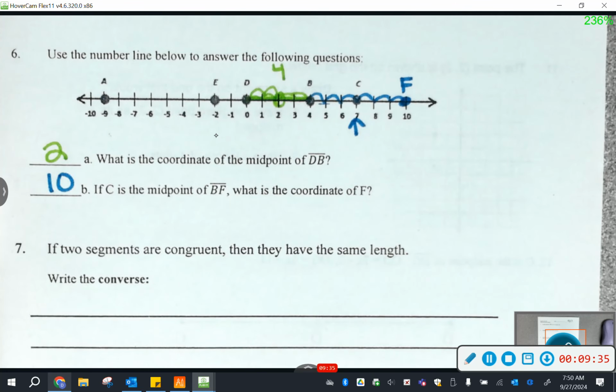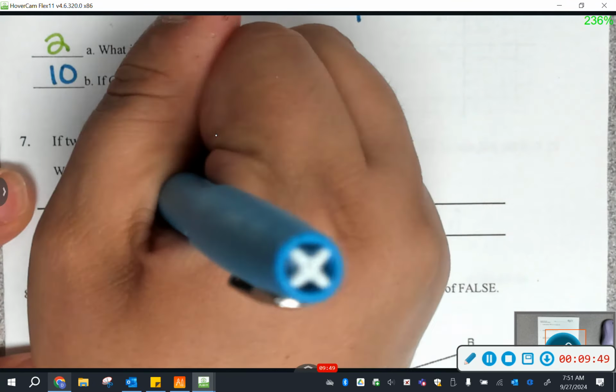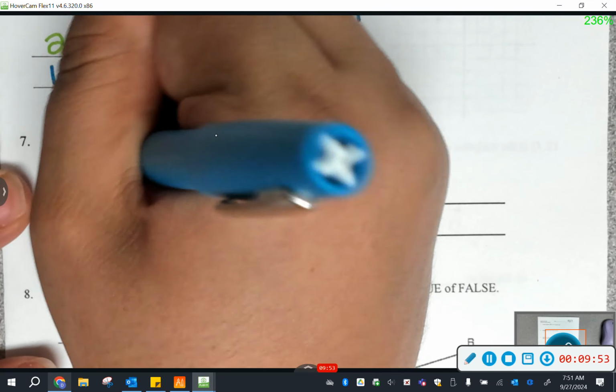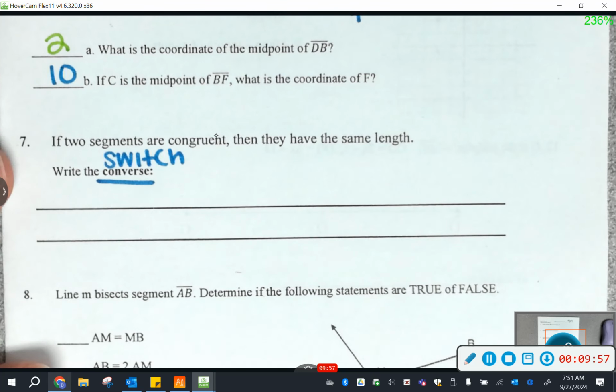We have not done this question in a while, so let's remind you. What does the word converse mean? We haven't seen it in a hot minute. Switch. Everybody write that above it. Converse means switch. I'll remind you that on Monday.